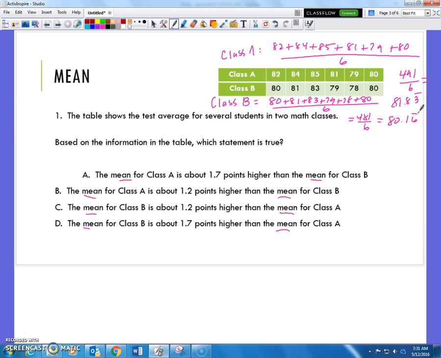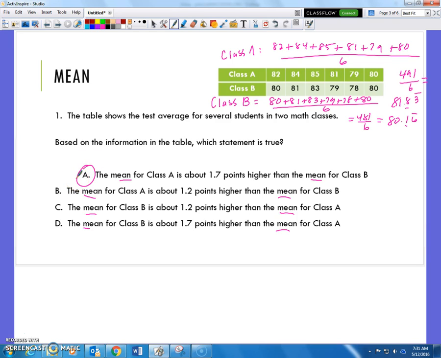All right, so if I just round to the nearest tenth, I think that might be best for these specific choices. It says the mean of class A is 1.7 higher than the mean for class B. Okay, I think that that might be correct. 81.8 minus 80.1 will be 1.7, so A is true.